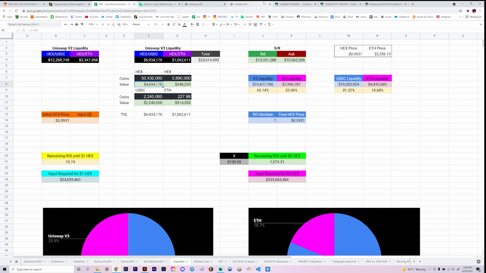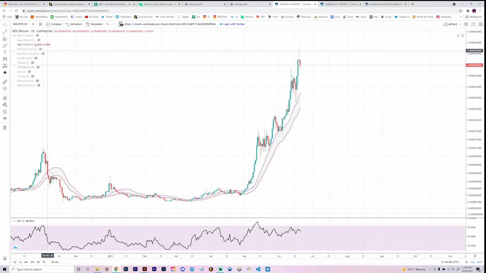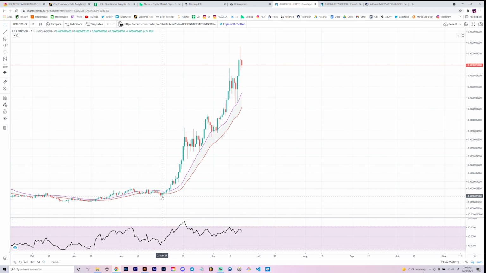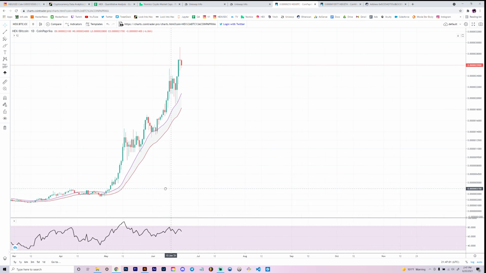But just to finish off the video, that was mainly what I wanted to touch on with the liquidity side of things. But I also wanted to look at our HEX BTC and our HEX ETH pairs just to finish things off. And we see that we've had this wild uptrend of approximately over a 10x versus Bitcoin simply in the last couple of months or so.